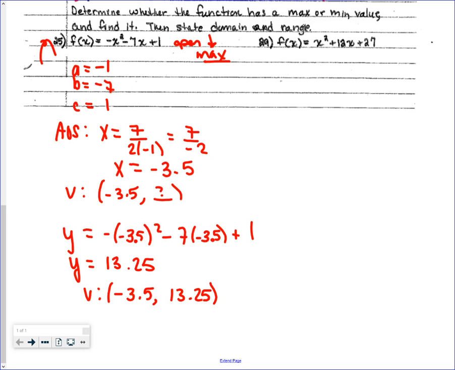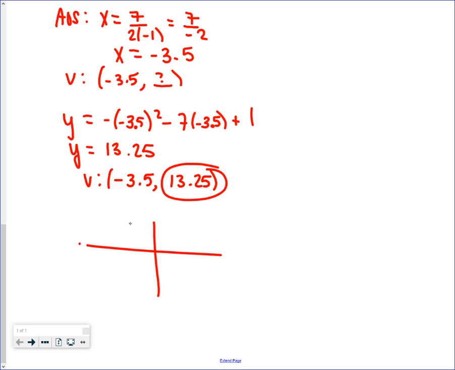So the question said max or min, find it. Okay, it's 13.25. It's the y value of the vertex. And then state the domain and range. Well, I'm not going to really graph the thing. I'm just going to kind of sketch it. Negative 3.5, comma 13.25 is like here-ish. And we said open down, right?